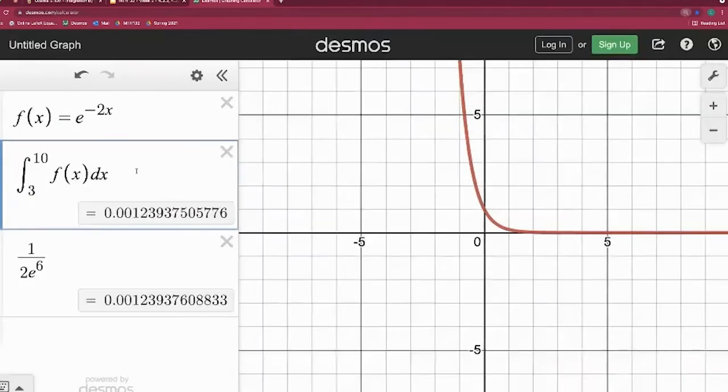Hopefully you can see these numbers. These values are pretty close. We're not even at infinity yet. We went 3 to 10. But watch this. I'm going to do 100.